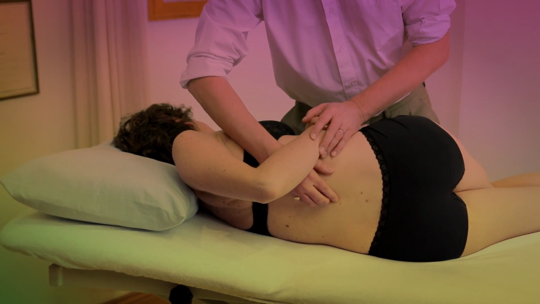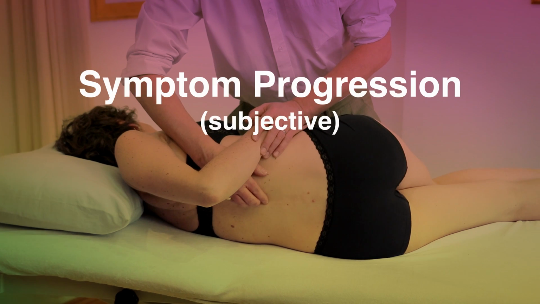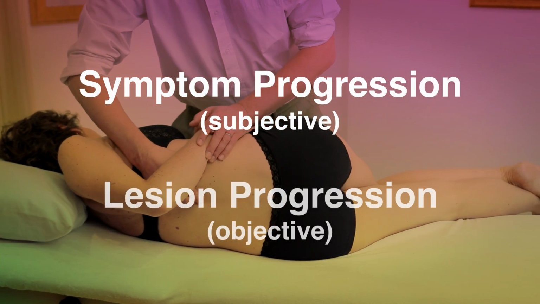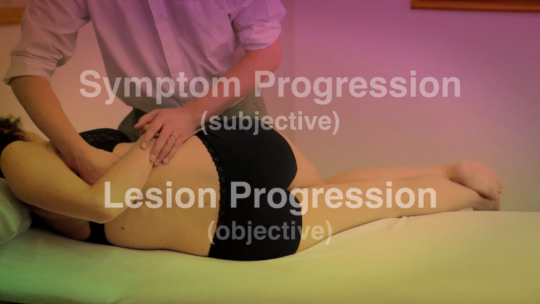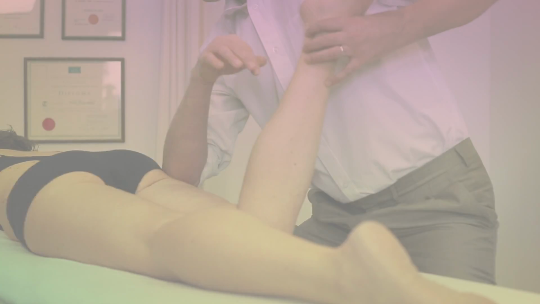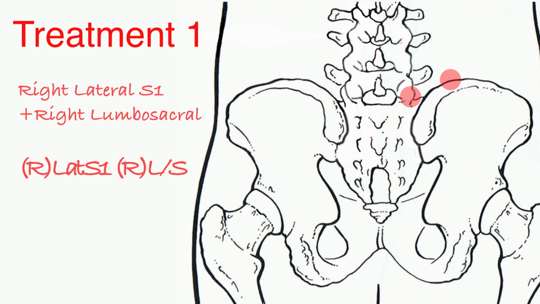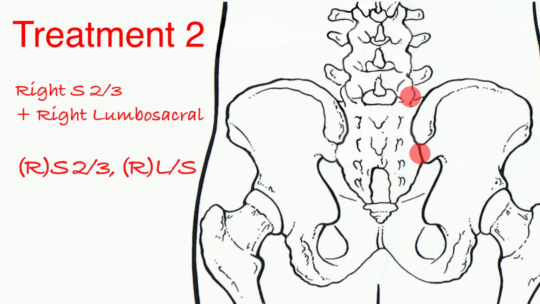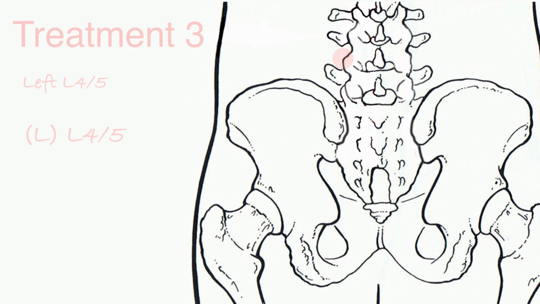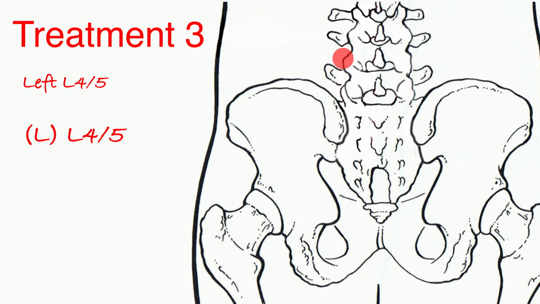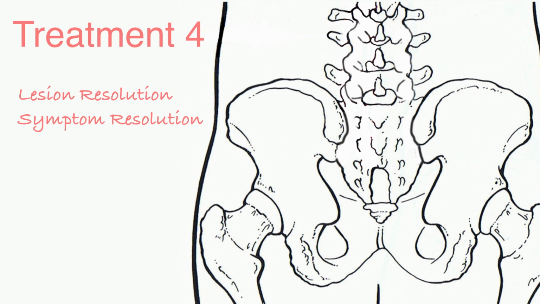Progress during treatment is measured subjectively with symptom progression and objectively with lesion progression. Ideally, lesion clearance is achieved at each treatment session and the lesion location changes between each treatment session, i.e. lesion progression. Sometimes on the first session, a second treatment is required to clear the same lesion. However, ideally a new lesion will present each time until the pelvis and lumbar spine are clear and the symptoms are resolved. These changes in lesion location would appear to represent genuine structural change.